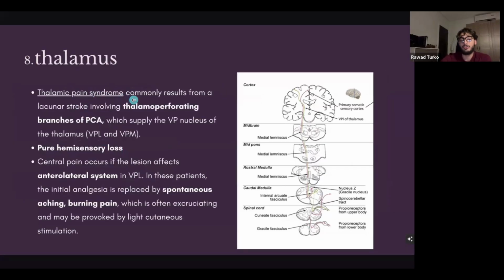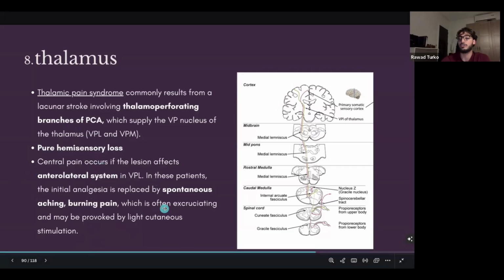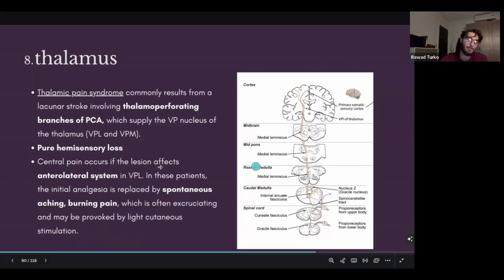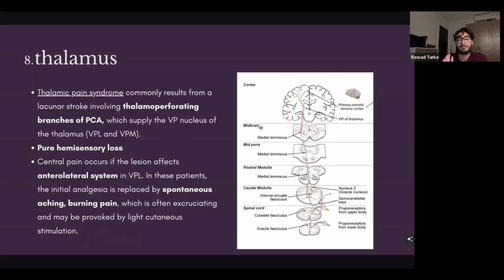So, thalamic pain syndrome or central pain syndrome commonly results from a lacunar stroke involving thalamoperforating branches of the PCA, which supply the ventral posterior nucleus of the thalamus, so both the VPL and VPM. This is just a diagram so you can remember the tract that we talked about, which can cause a pure hemisensory loss. Central pain occurs if the lesion affects the anterolateral system, which is the spinothalamic tract, and VPL. In these patients, the initial analgesia is replaced by spontaneous aching, burning pain, which is often excruciating and may be provoked by light cutaneous stimulation. Okay? All right, so this is a lesion affecting specifically the ventral posterior lateral nucleus, or it could be VPM.